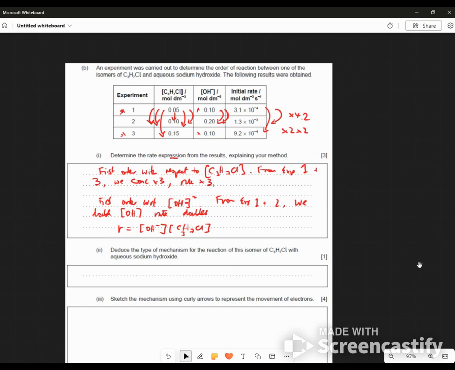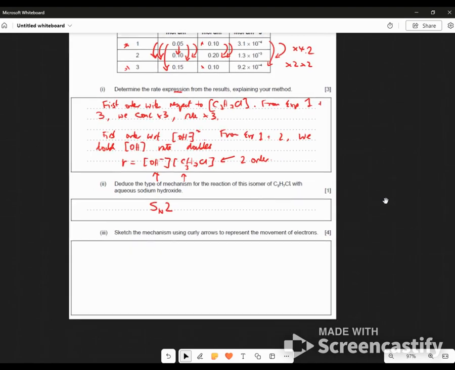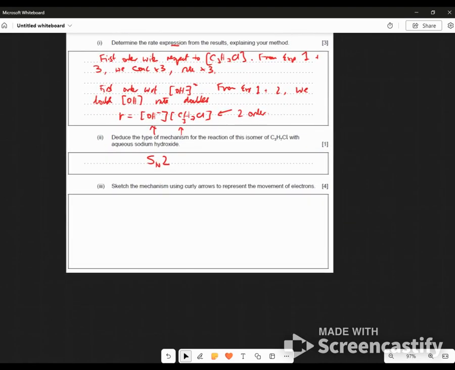Now, what type of mechanism is there for this reaction of the isomer of that with sodium hydroxide? Well, for the mechanism, because it's got two things here, it's second order, isn't it? All right, so the mechanism must be a nucleophilic substitution, bimolecular. It must be an SN2 mechanism. Sketch the mechanism. All right, so this is going to be an SN2. All right, SN2 is this. Let's have a look. It's CH3.